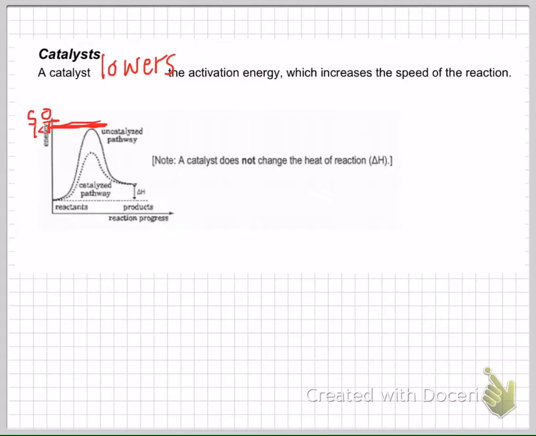But if you notice here, the dotted line is with a catalyst. So this is less energy. Let's say this is like 30. Basically, a catalyst makes it so that the reaction can get going with less energy needed.